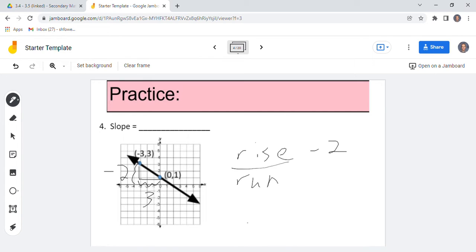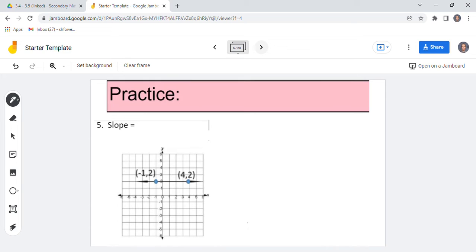So our rise will be -2, that's the up and down. Our run will be +3. That cannot be simplified, so we're going to leave this as -2/3 for our slope. If you went up and to the left, you would have ended up with +2 and -3. Still would have gotten you -2/3, so either direction will work.